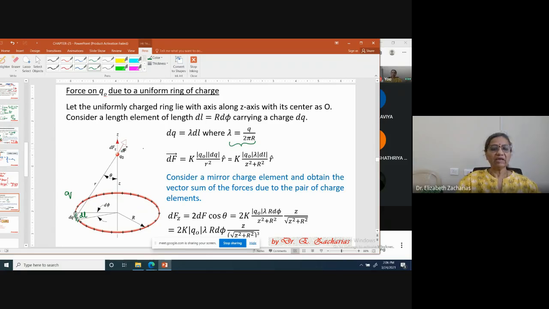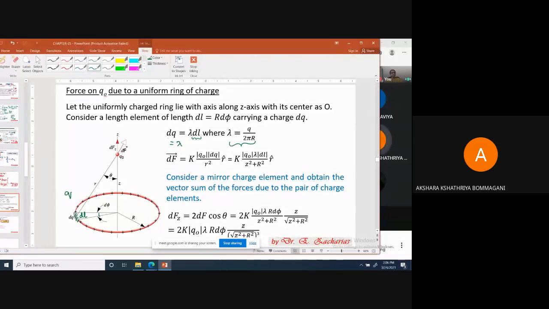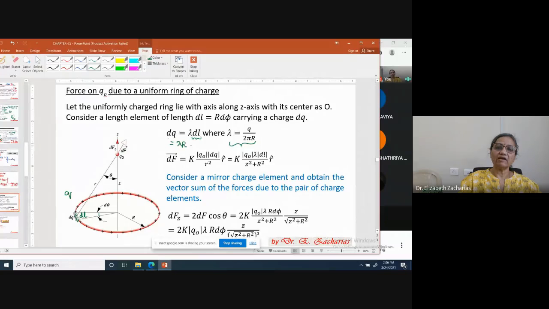Okay. Next, what do I do? I have to write my dq in terms of lambda. So I will write dq is equal to lambda into dl, because the length of the element was dl. And I can also do one thing here. dl is an arc length, right? So let us say that this arc is going to subtend an angle d phi at the center, and capital R is the radius. So how do I write dl in terms of R and d phi? I can write dl as R d phi.